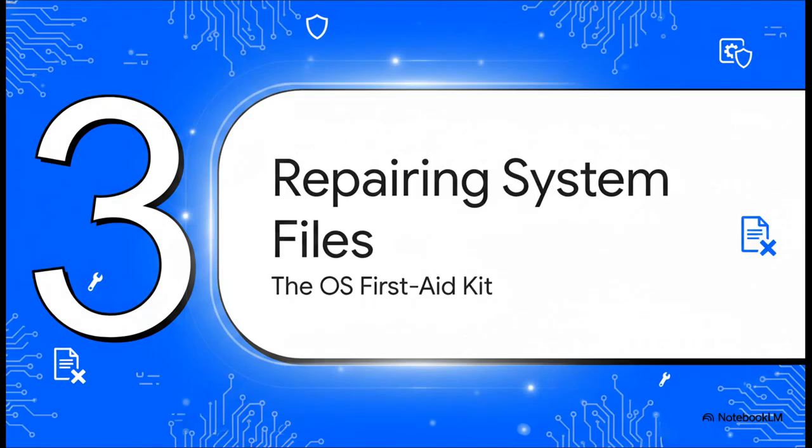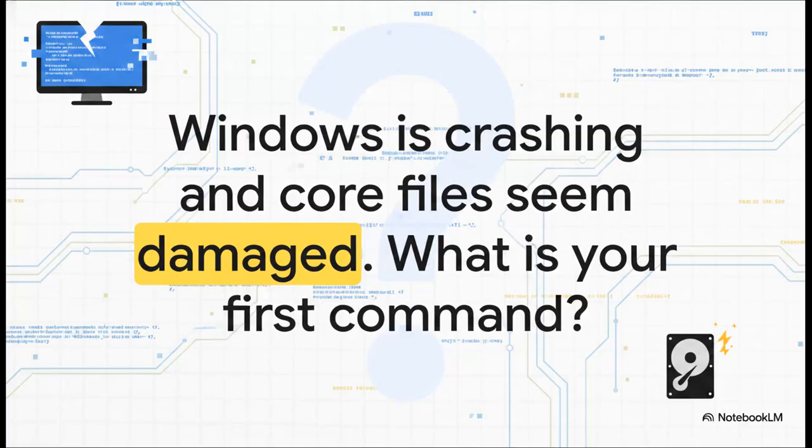Now for our final tool. This is a big one. This is the command you pull out when a Windows system is getting really unstable, or maybe it won't even boot up correctly. You know that feeling of panic, right? The computer's blue screening, parts of the start menu are just gone. A lot of the time, this stuff points to corrupted system files. But before you even think about reinstalling Windows, there is a first aid command that can be a total lifesaver.